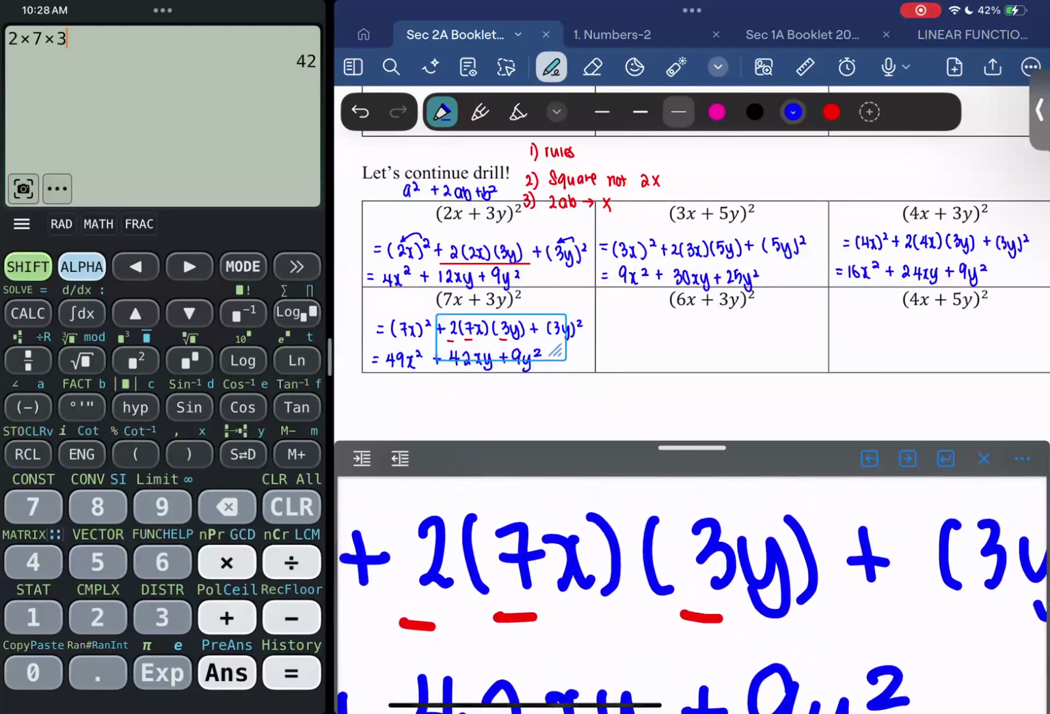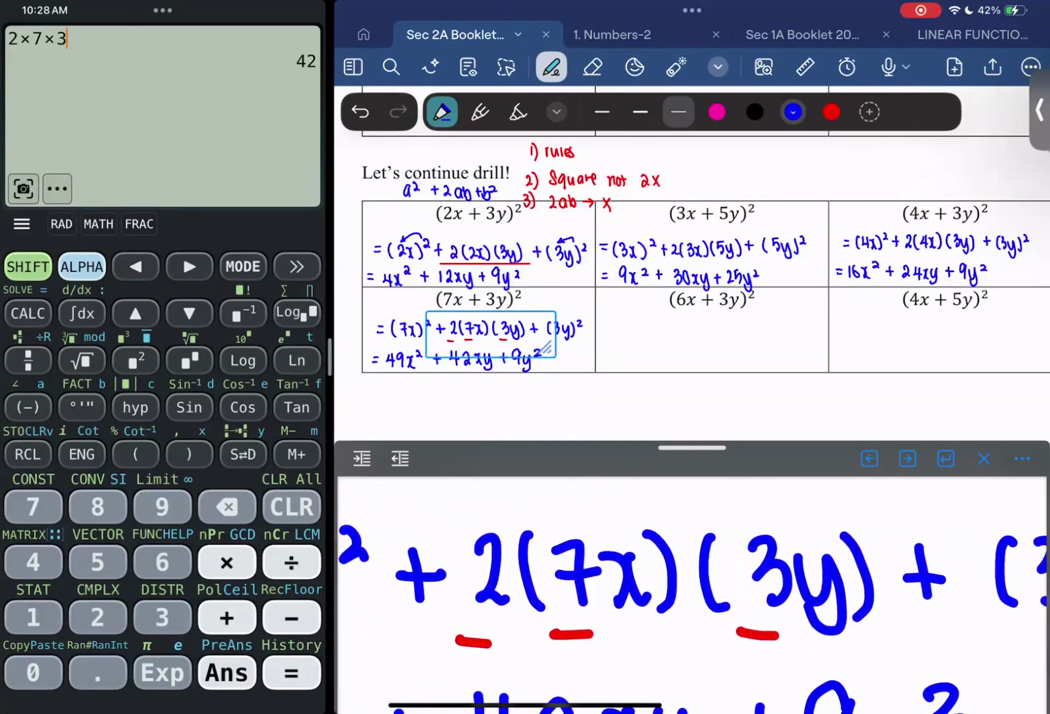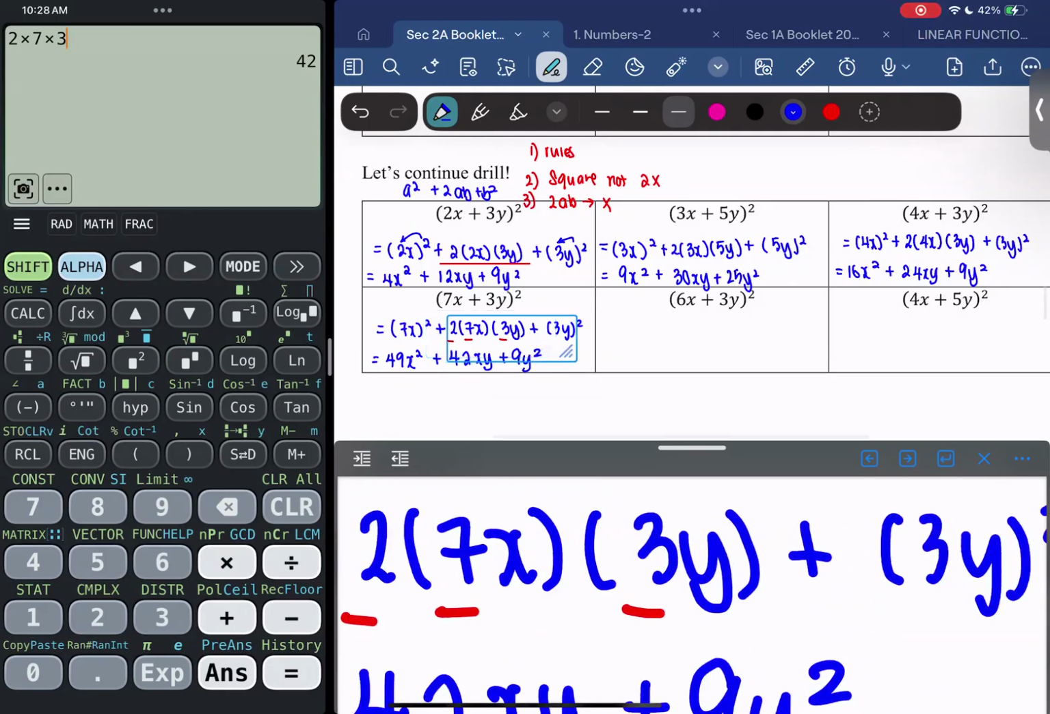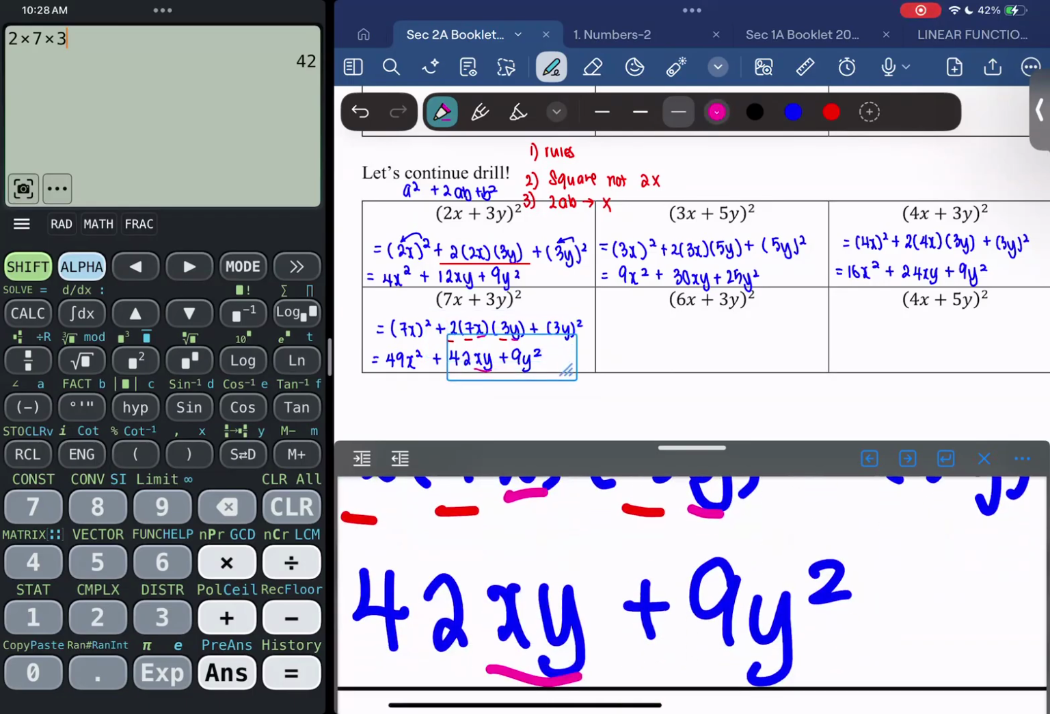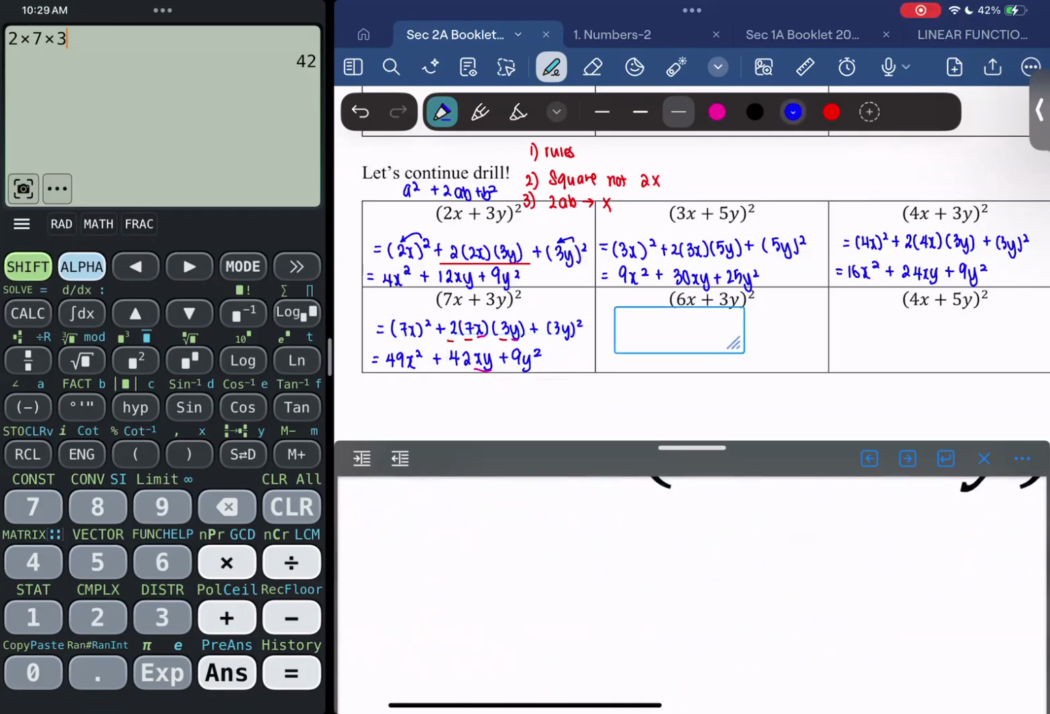So remember, all the numbers must multiply together. In the exam, just key into your calculator straight away: 2 times 7 times 3. X and Y must copy and paste. The only thing you have to take note of is the number. Okay, moving on to Bernice.